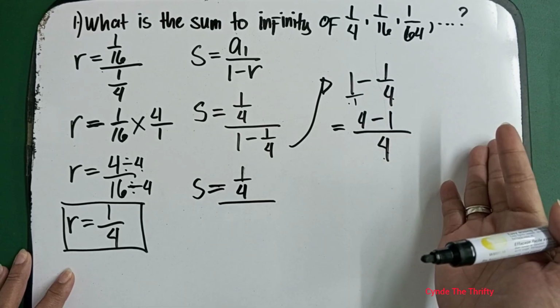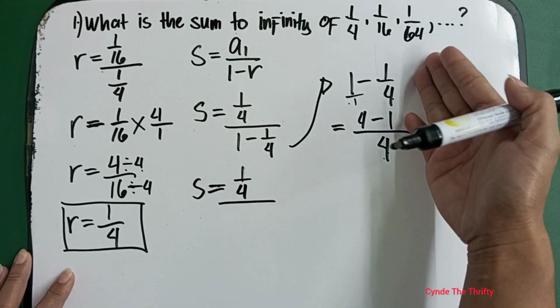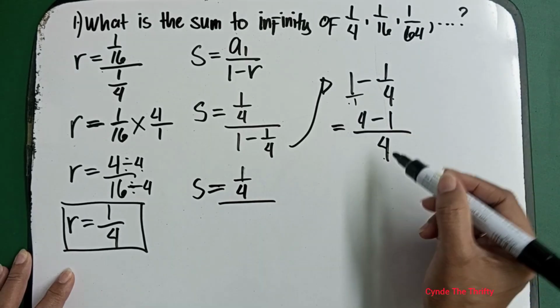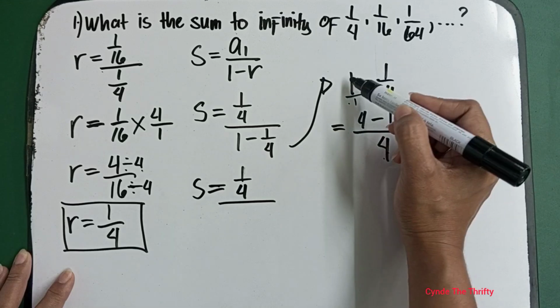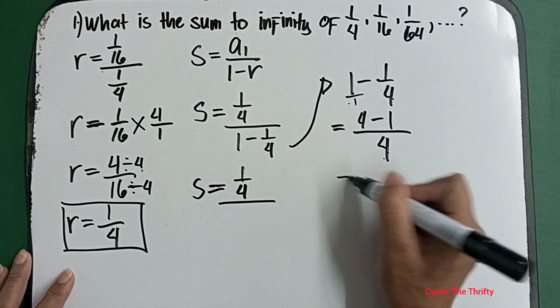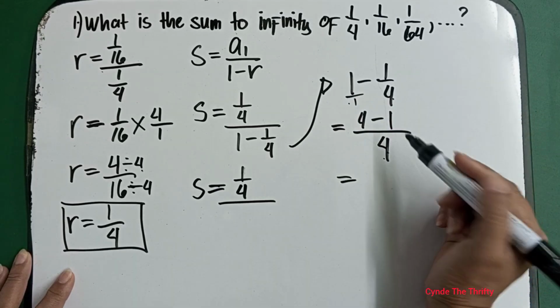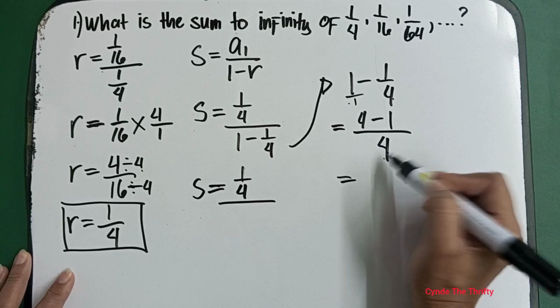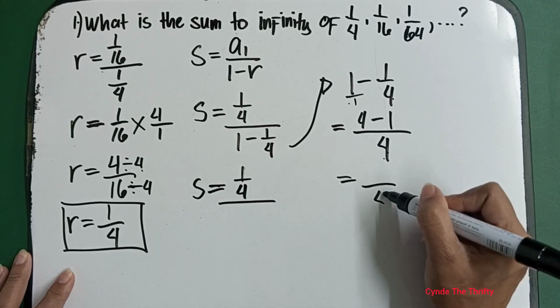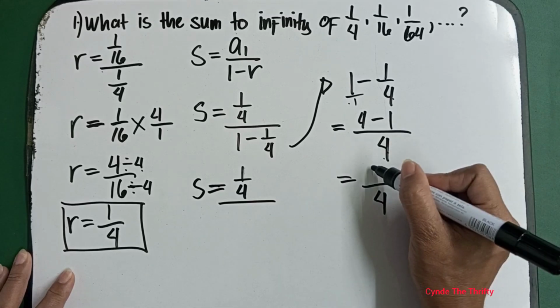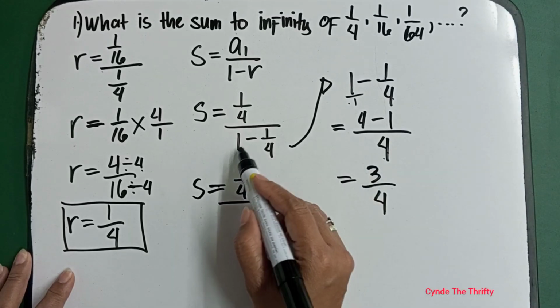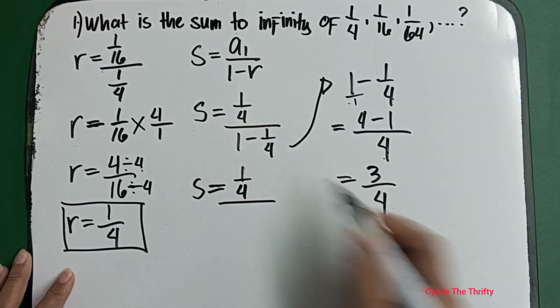Okay, so ganyan pag-solve, ha. Again, para ma-refresh lang ang utak natin, kukunin natin ang LCD, i-divide natin sa denominator, i-multiply sa numerator. So, pwede na natin silang i-subtract kasi meron na silang magkaparehong denominator. So, ang denominator natin is 4. 4 minus 1 is 3. Okay, so 1 minus 1/4 is equal to 3/4.